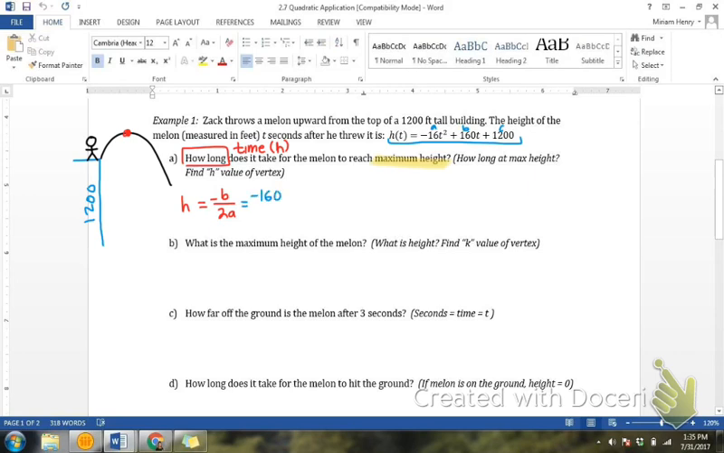Oh, well, yeah. This is from the first lesson we did, right? A, B, and C. Over 2 times, what's our A value? Negative 16. Okay. All right, let's go ahead and solve that out. You have a calculator. Negative 160 divided by 2 times negative 16. That's what you're solving.